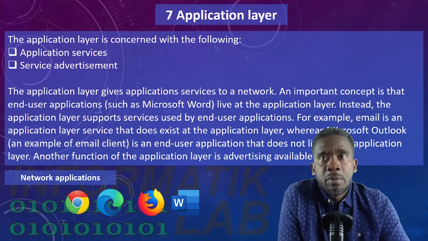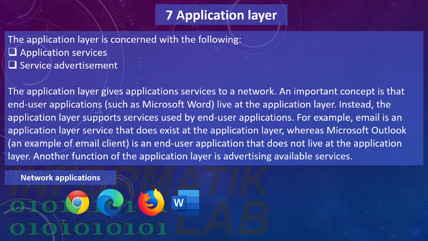For example, email is an application layer service that does exist at the application layer, whereas Microsoft Outlook, an example of an email client, is an end user application that does not live at the application layer. Another function of the application layer is advertising available services.